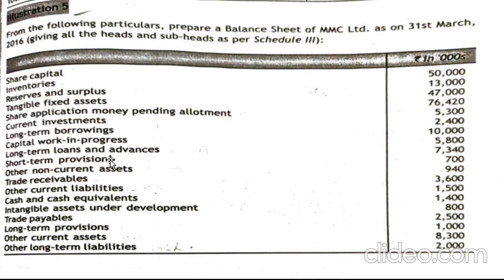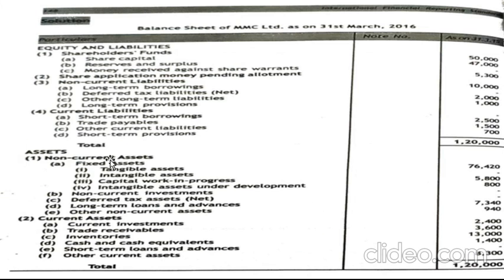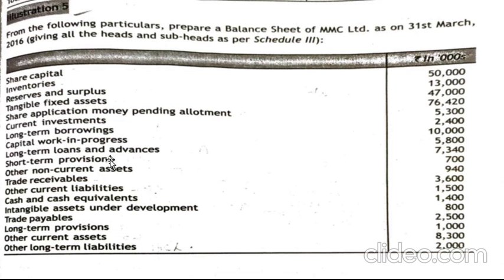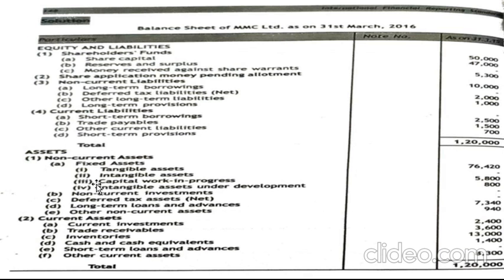Next, we have current liabilities, the next heading after equity and share capital, shareholders' funds. Under current liabilities, we have short-term borrowings, trade payables, other current liabilities, and short-term provisions. So we will check, do we have short-term borrowings in the question? We have short-term provisions but not short-term borrowings.